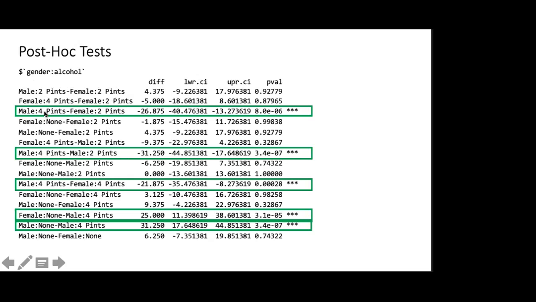And we can see that, our output highlights what's significant with stars. So you see that male 4 pints differ from female 2 pints, male 4 pints differ from male 2 pints, male 4 pints differ from female 4 pints, and female none differs from male 4 pints. Not surprisingly, male none also differs from male 4 pints. So it's really male 4 pints that seems to be quite different from the rest, right?